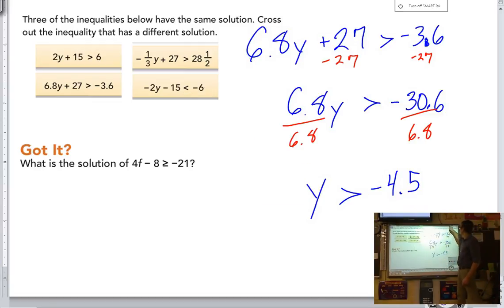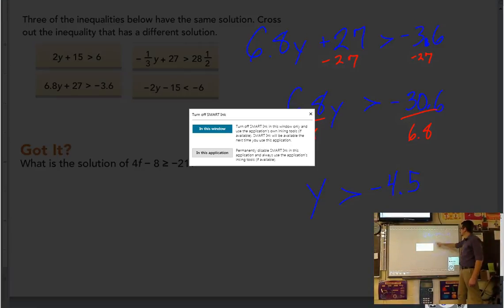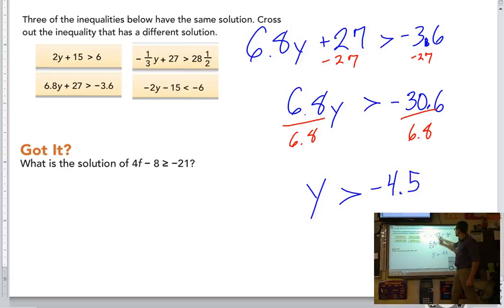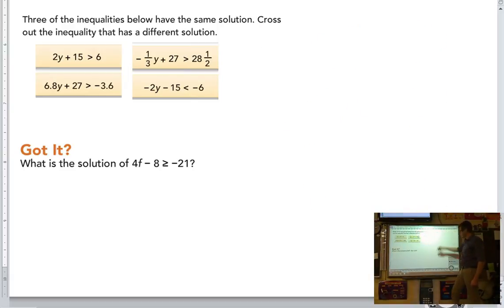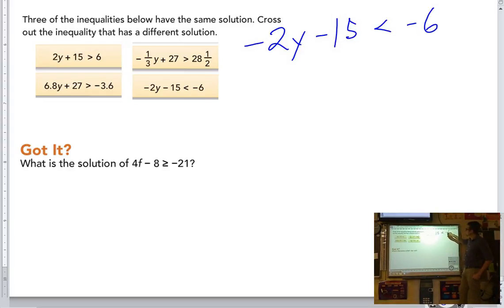Anyone I haven't chatted with yet? Oh, I know that trick, Mr. Hudson. I know why you were trying to say that. Negative 2y minus 15 less than negative 6.